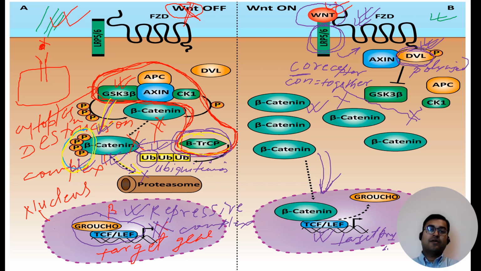But when this beta-catenin associates with TCF-LEF, Groucho is released from this target gene, and beta-catenin TCF-LEF acts as an activator of this target protein. So TCF-LEF can be considered as having a dual role. TCF-LEF associated with Groucho is a suppressor of the target gene, but TCF-LEF associated with beta-catenin is the activator of Wnt target genes.